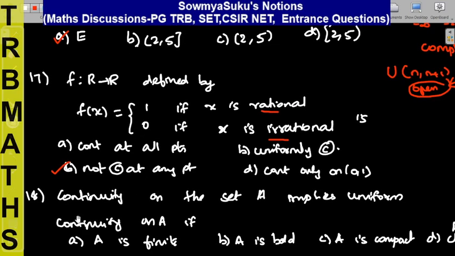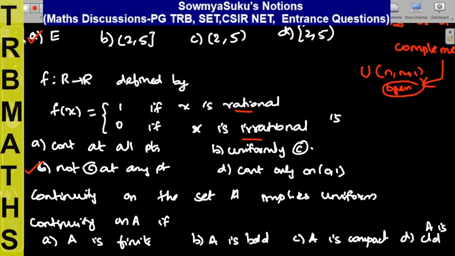Then 18th question, continuity on the set A implies uniform continuity if A is finite, A is bounded, A is compact, or A is closed. This is possible only when A is compact. Because we have the result that uniform continuity implies continuity, but continuity does not imply uniform continuity. But this is possible only when the set is compact. If it is compact, then we can say continuity implies uniform continuity. That is the 18th question. Thank you.